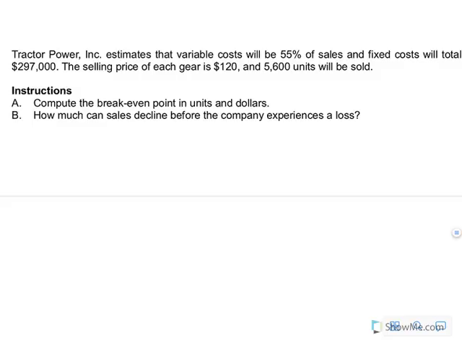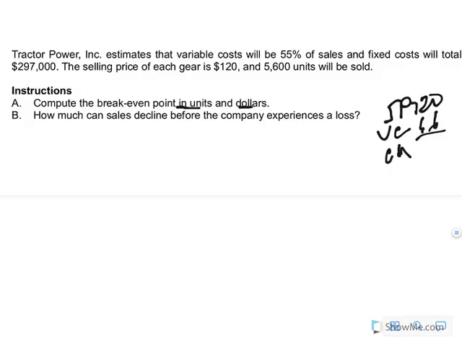Tractor Power Inc. estimates the variable cost will be 55% of sales, and the fixed cost will total $297,000. The selling price is 120, and the number of units sold is 5,600. And they want to know how many they have to sell in units and in dollars. So therefore, we have over here the selling price is 120. Okay, the variable cost is 55%, so we take 55% of that, and that equals $66.